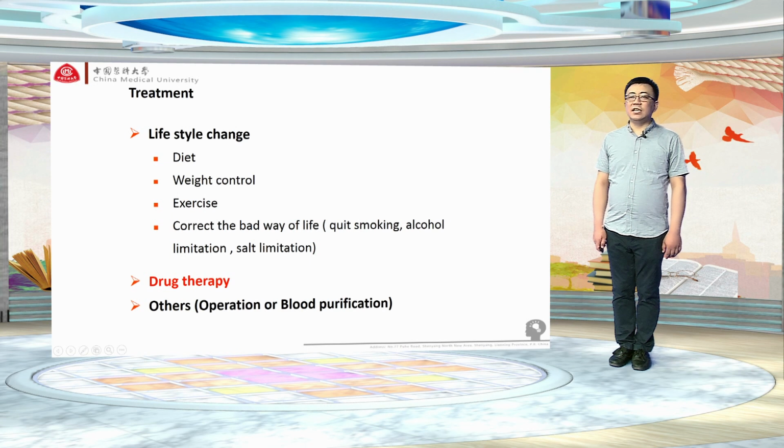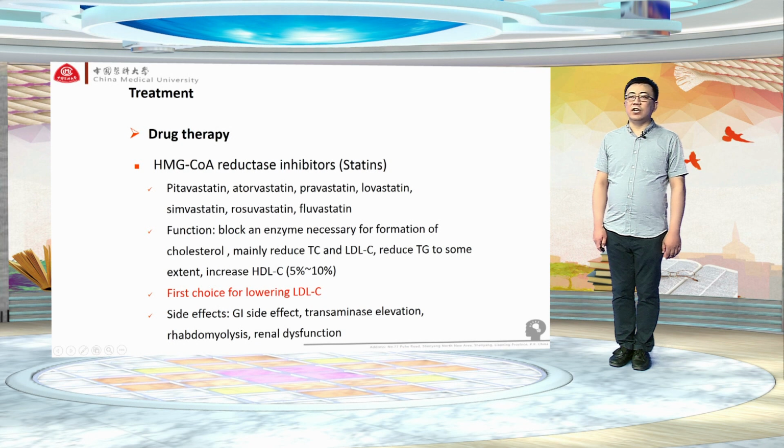Treatment includes lifestyle change such as diet, weight control, and doing more exercise, and correcting bad ways of life, for example, quitting smoking, alcohol limitation, salt limitation. And others, for example, operation or blood purification. And the most common method we use for the treatment of dyslipidemia is the drug therapy. And let's see the drug therapy.